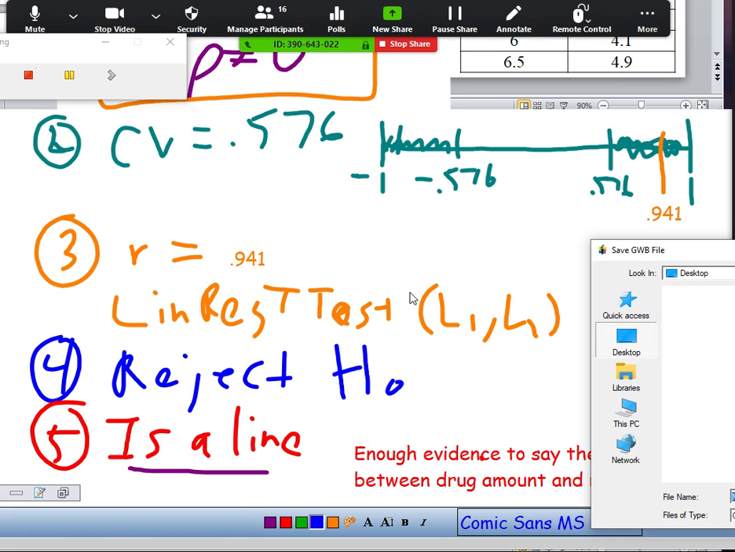Step 3: Lin-Reg t-test. You're going to put all of your x's into list 1 and your y's into list 2. And then you're going to do stat, test, Lin-Reg t-test at L1, L2. So hopefully that's what you guys got and what you did.